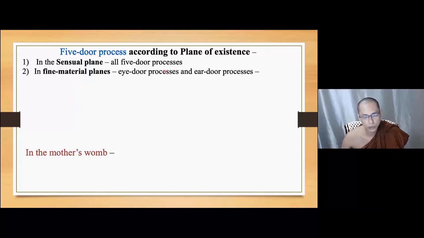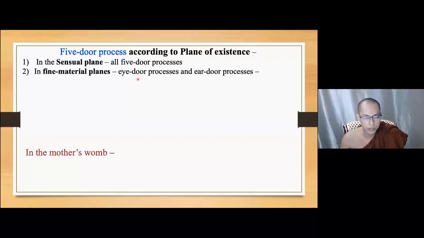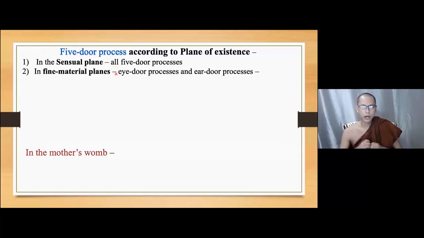Among the five, two can be present and the three absent. Now we have to remember this, otherwise we can misunderstand that the Brahma can taste, or can smell, or can know the tangible object, can be aware of the tangible object in this way. So according to the process, we can relate the door, the explanation of the door, and the plane of existence, and how they are related.